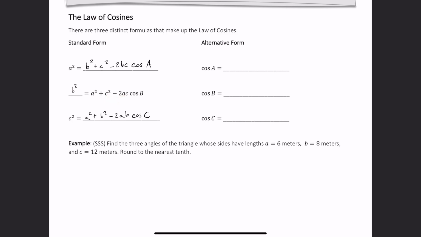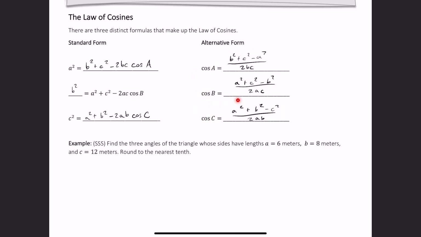The alternative form can be rewritten as b squared plus c squared minus a squared all over 2bc. I'll go ahead and rewrite the rest. As you can see, these also follow the same pattern. Whatever cosine angle you're looking for will subtract the side length squared of that angle. So here, b, big C, little c.